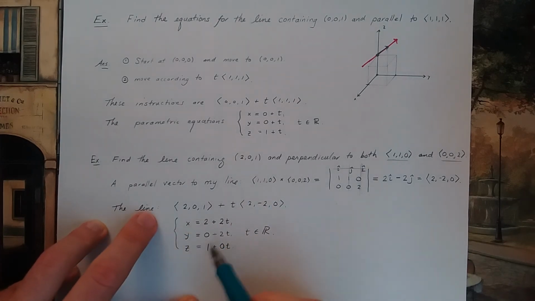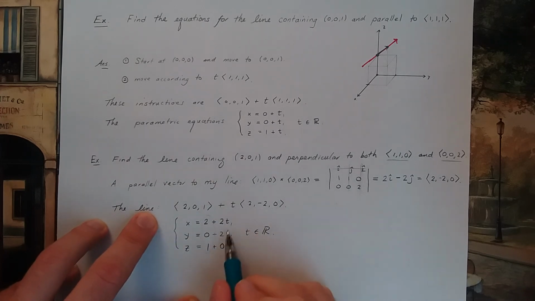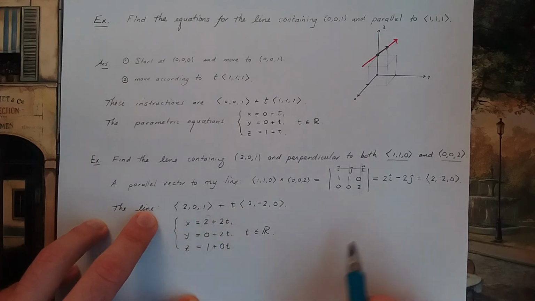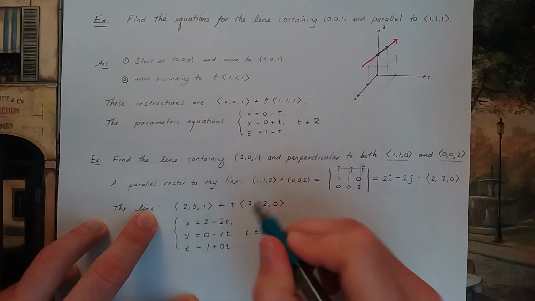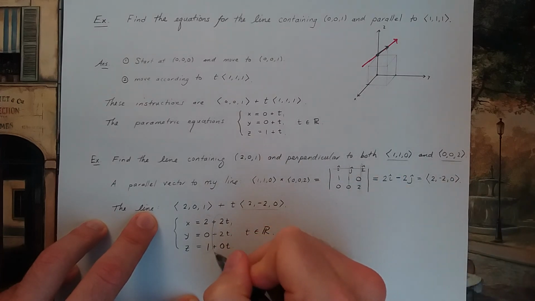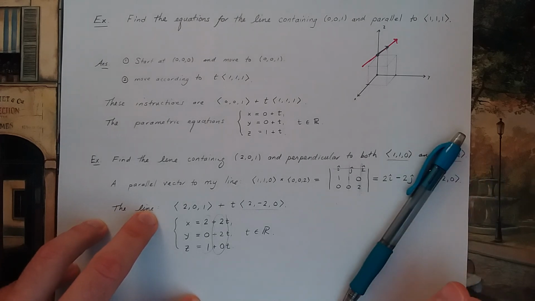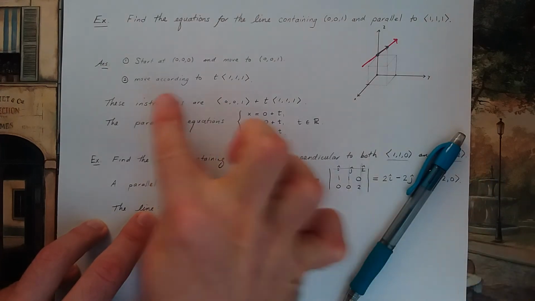Now, if you look at these parametric equations, you could actually read back the point on the line. So the point on the line is 2, 0, 1. I got that by plugging in t equals 0. And actually, if you plug in any real number, if you plug in t equals 1 or t equals 2, you get points on the line. You can also read off a vector that's parallel to the line. Those are the coefficients in front of t. Okay, definitely get some practice and learn how to write equations for lines.